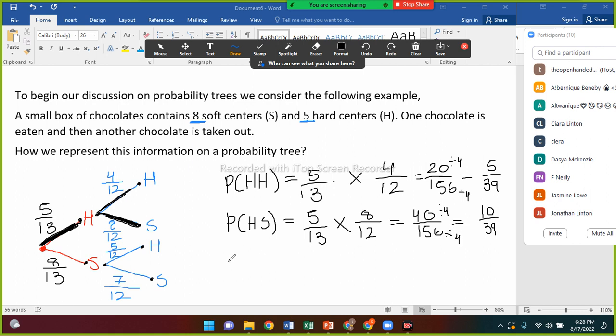Now what if I want the probability of both of them being soft-centered? If I want both of them to be soft-centered, that means that I would go here. The probability of soft-centered is going to be equal to 8 over 13, multiplied by the probability of me getting a soft-centered again, which is 7 over 12.